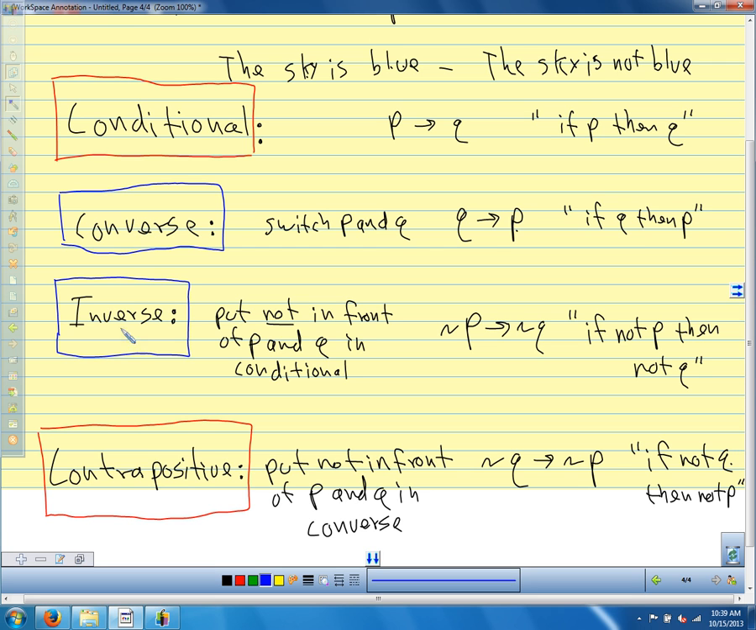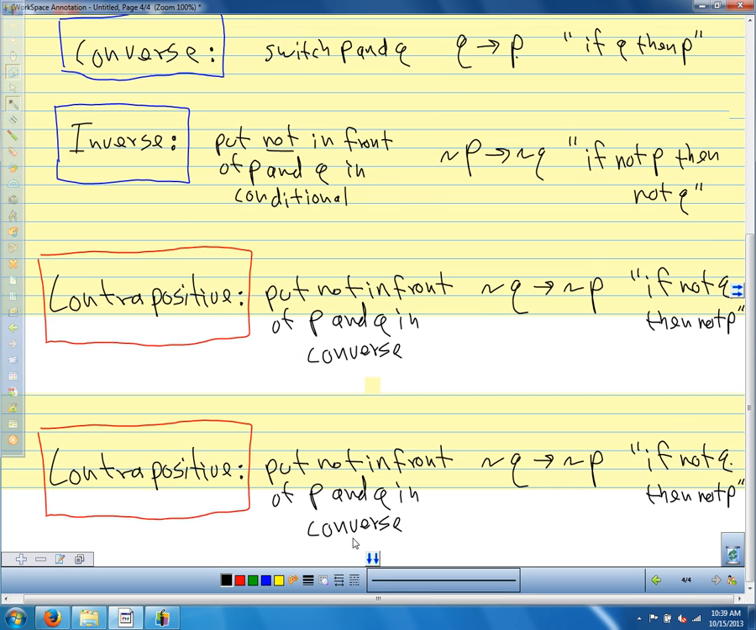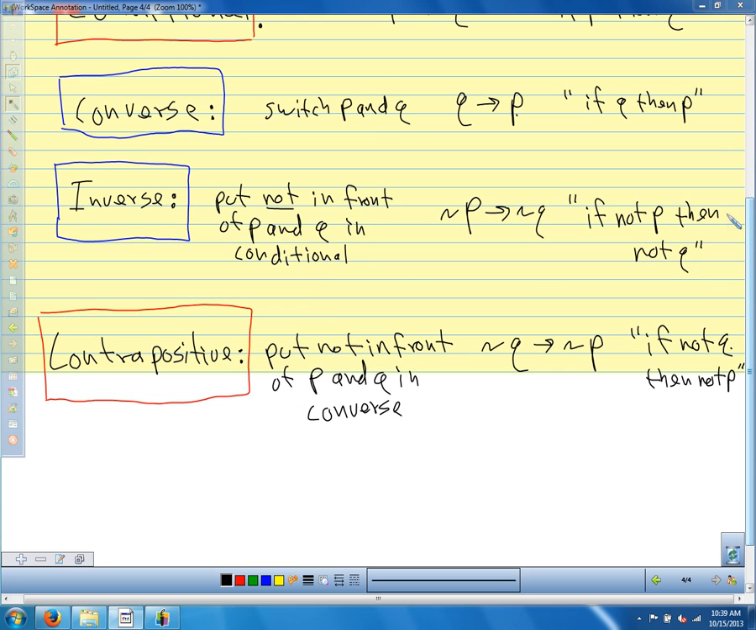And if the converse is true, then the inverse is true. Converse is false, the inverse is false. They're related. They mean the same thing. And we say that the conditional and the contrapositive are equivalent statements, which means they have the same truth value.